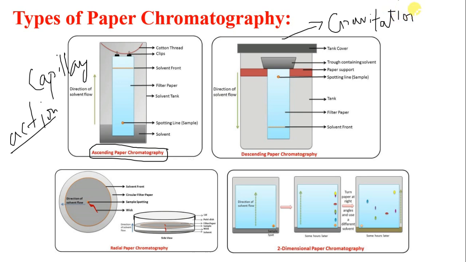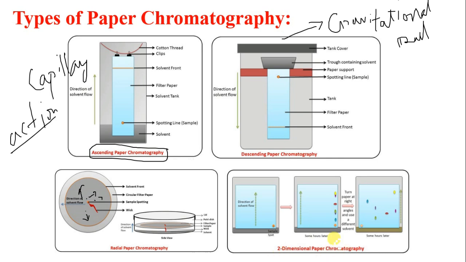Suppose we are loading the samples at the upper side here; the solvent will then move under the action of gravity. So the solvent front and the distance migrated by the solute depend upon gravitational pull. This is called radial paper chromatography. Here we load the samples at the center and it moves in radial directions, spreading out because of capillary action. The more the migration, the better the affinity towards the mobile phase. The less the migration, the lesser the affinity towards the mobile phase.